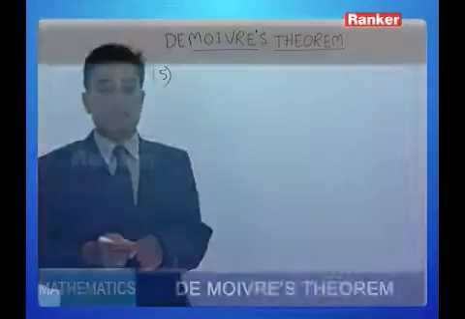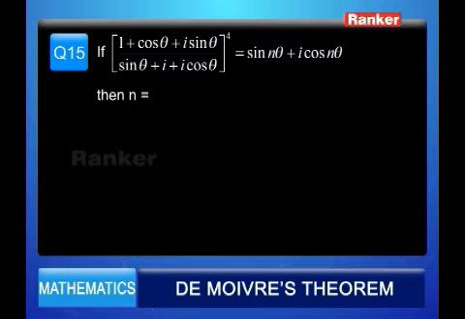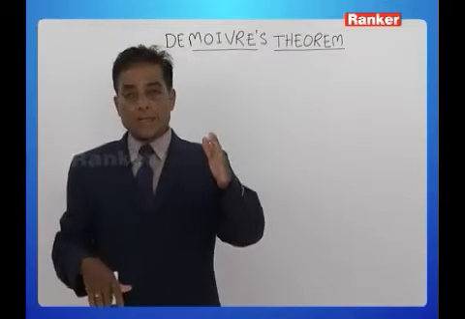Question number 15. If (1 plus cos theta plus I sin theta) by (sin theta plus I cos theta) whole power 4 is equal to sin n theta plus I cos n theta, what is n value? Then n is equal to 4, 3, 2, 1. 4 options are given. Right option, right answer.